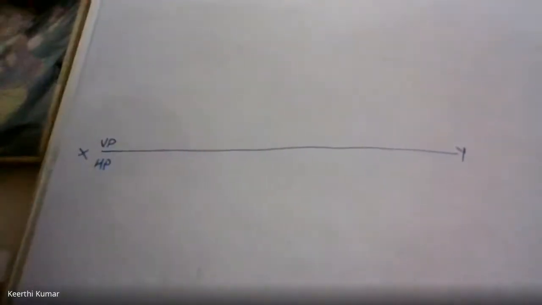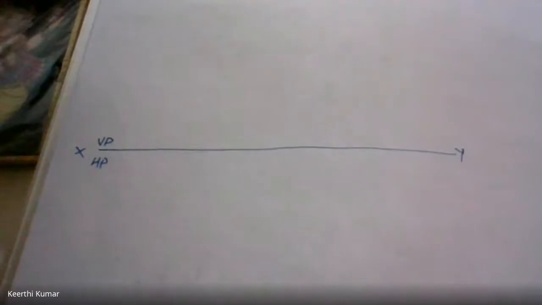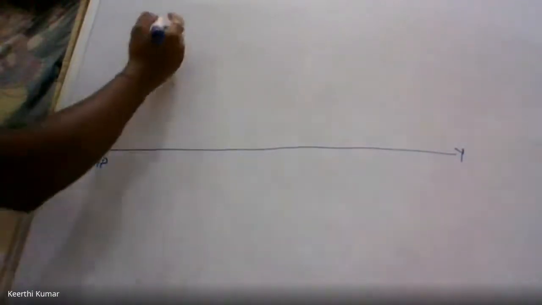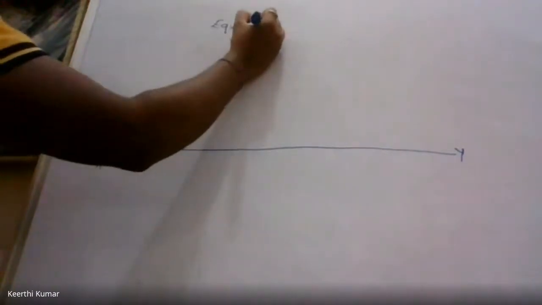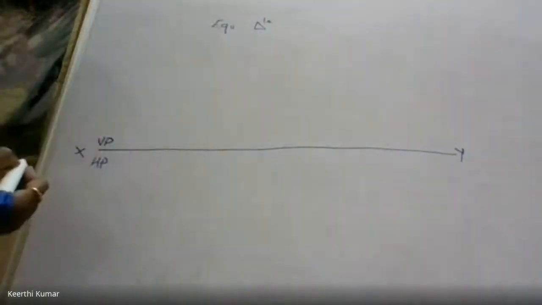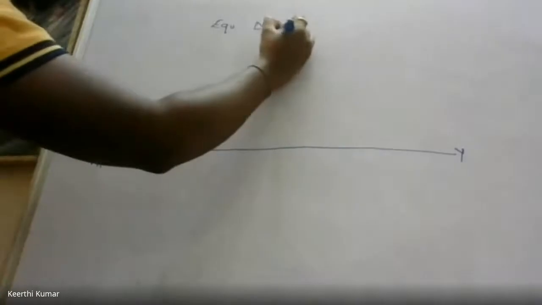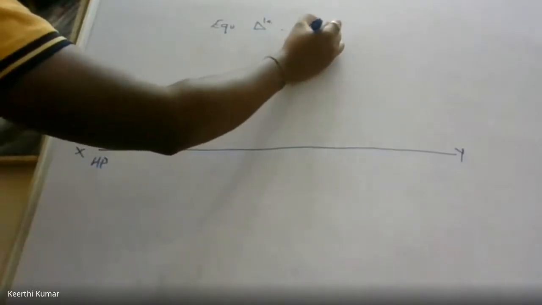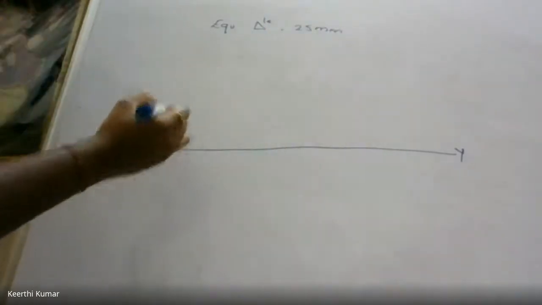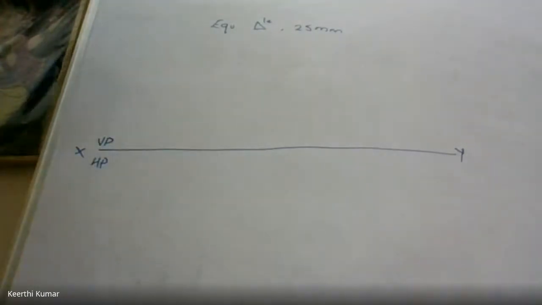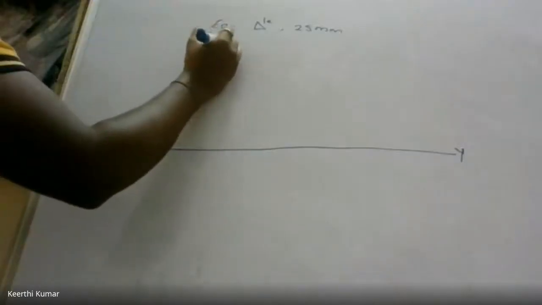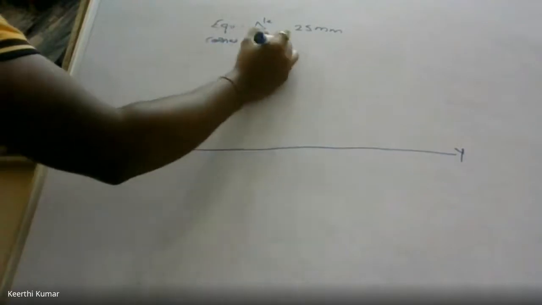So first, as usual, I'll draw. What is the given thing now? Given is an equilateral lamina. First, I'll write it down here: equilateral triangle, it is the given lamina. And what is the size of the lamina? 25 mm. And it is resting on one of its sides or corners, he has given in the question. What he has given: an equilateral triangle lamina of 25 mm sides, resting on a corner on VP.